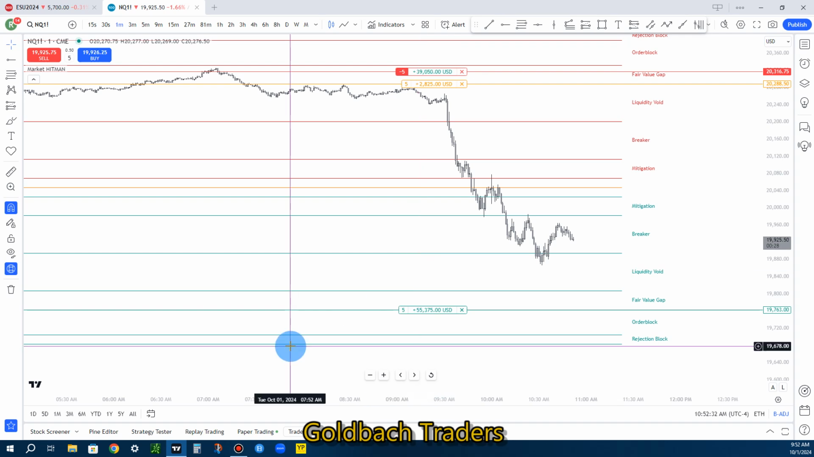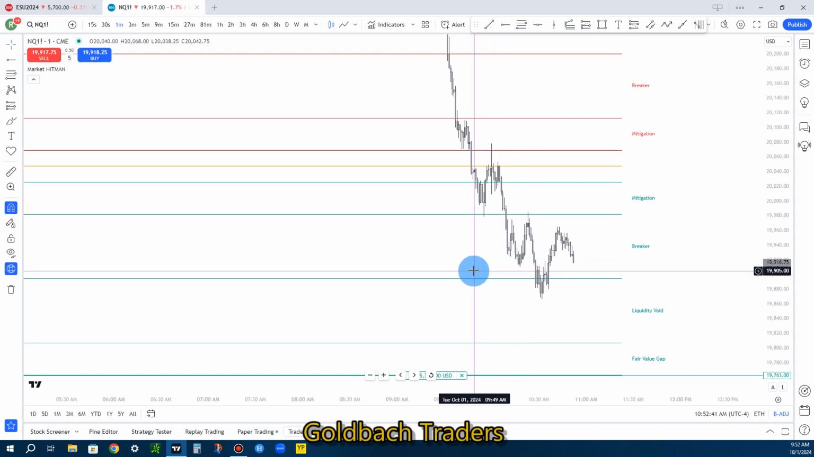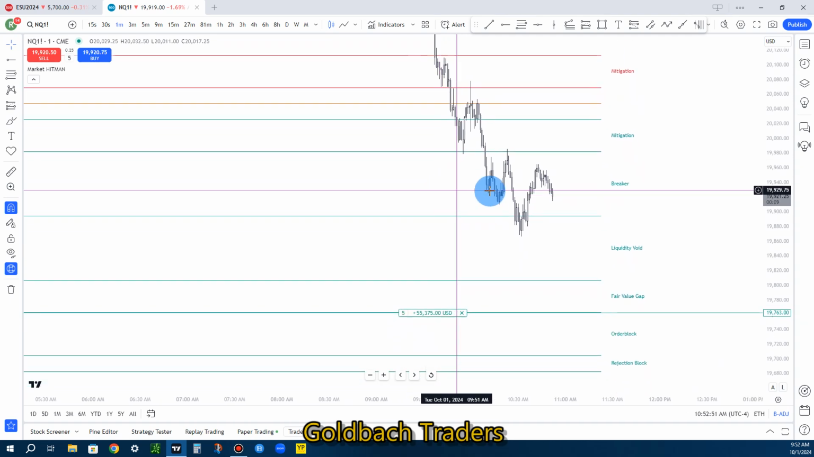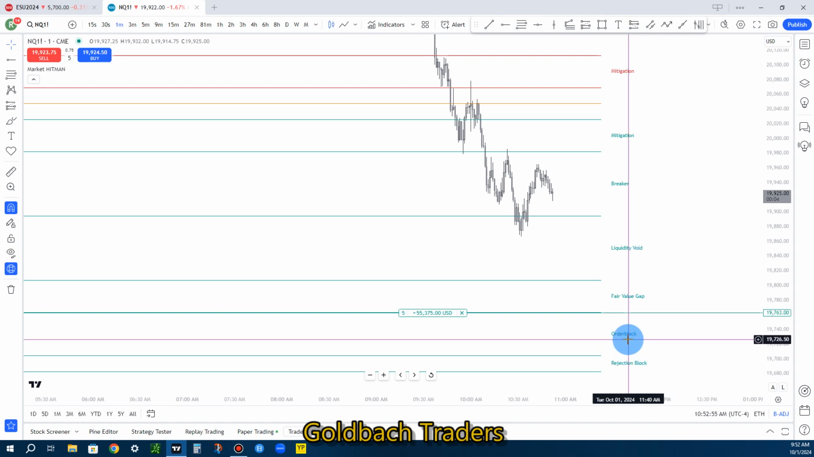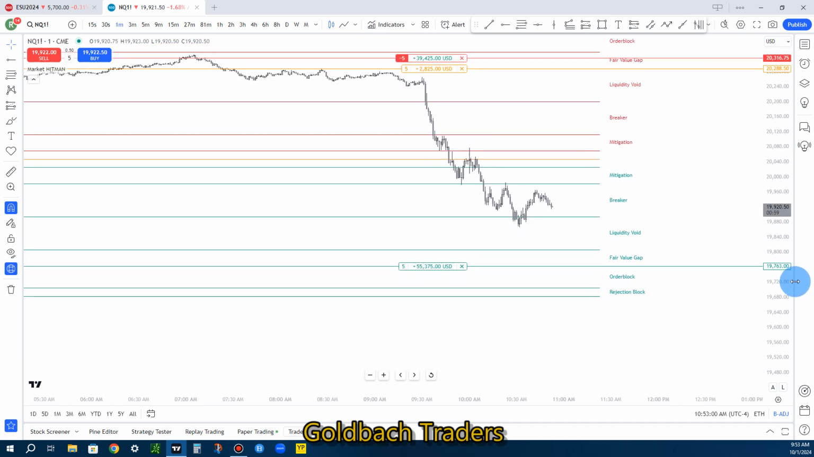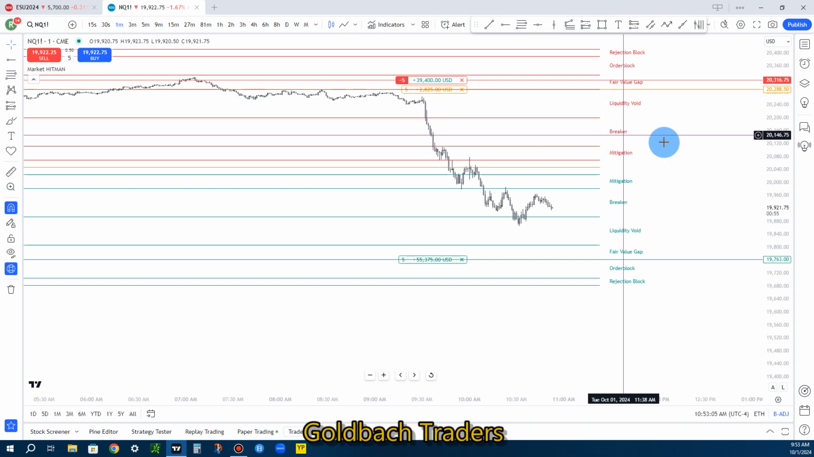Now we haven't broke structure on a 27. Now this is a 1 minute. However, that's the way I normally look at it, with this being the pivot. However, I've been doing some testing on Goldbach and the different PD arrays. What I mean by that is that we start on the discount side of rejection block, order block, fair value gap, liquidity void, breaker, mitigation, and then an opposite on the premium side. We start at rejection block, order block, fair value gap, liquidity breaker, so on.